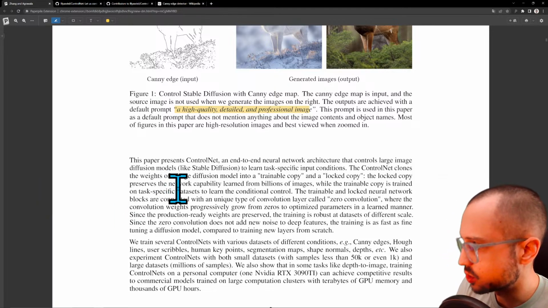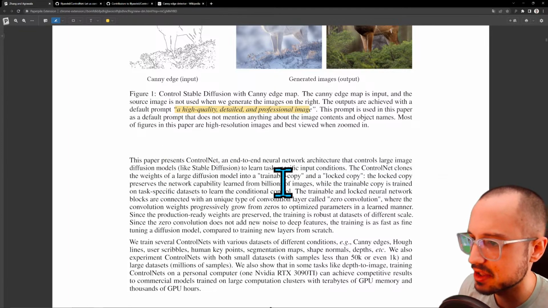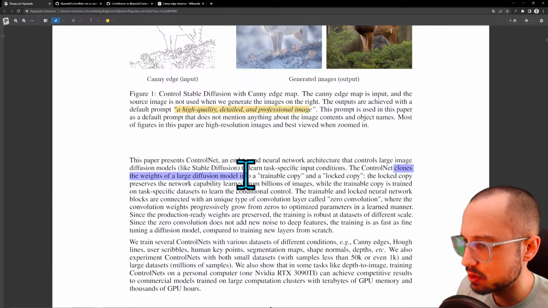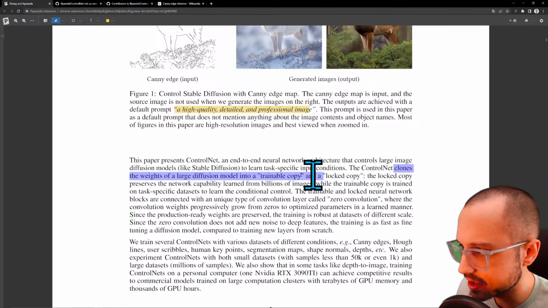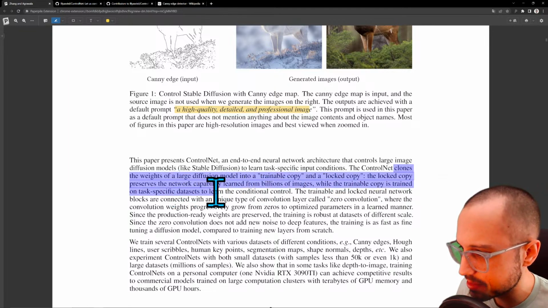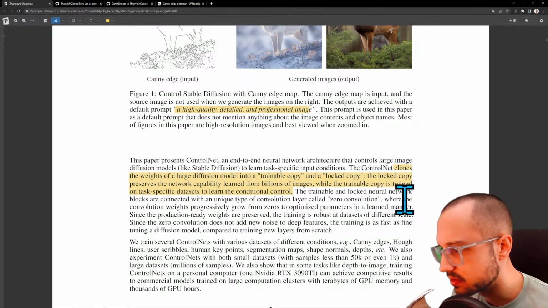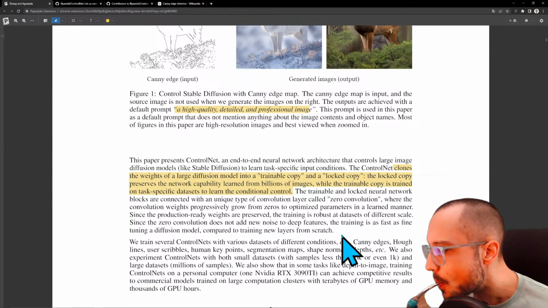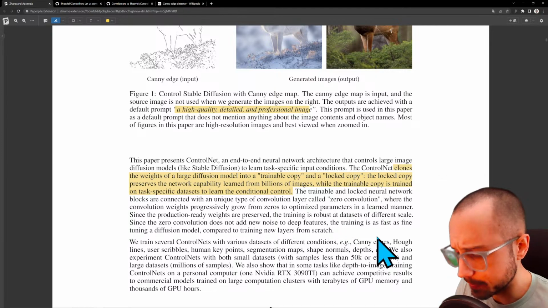"This paper presents ControlNet, an end-to-end neural network architecture that controls large image diffusion models to learn task-specific input conditions. The ControlNet clones the weights of a large diffusion model into a trainable copy and a locked copy. The locked copy preserves the network capability learned from billions of images, while the trainable copy is trained on task-specific data sets to learn the conditional control." Okay, so we're starting to learn exactly how this works. We're going to have two different copies of the model. Okay, so how are these going to interact together?